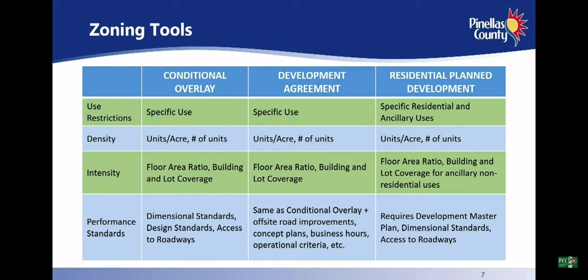So, if you want an example of conditional overlay, it's often been used for things like an ALF, assisted living facility, where institutional zoning allows a lot of different uses, but you specifically want to allow that use, so you basically limit to an ALF, and you might want to limit a certain number of beds. So conditional overlay can do that, but it couldn't set a certain concept plan. You need a development agreement to do that.